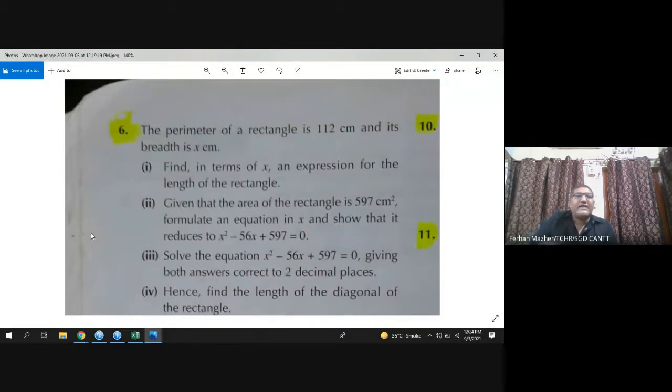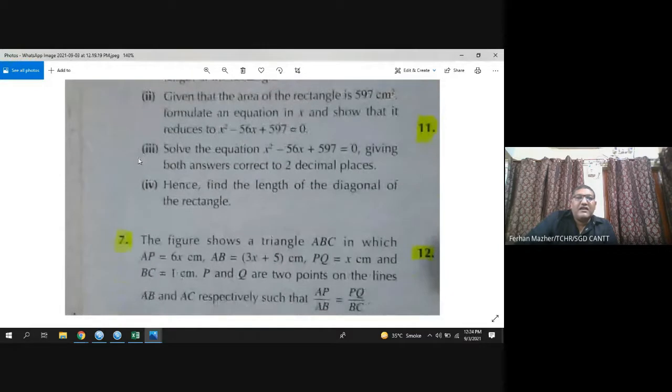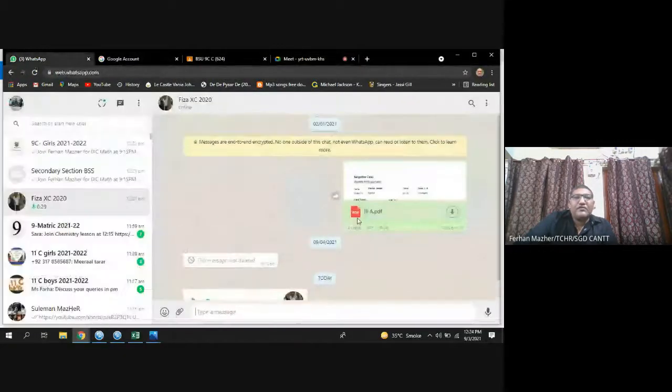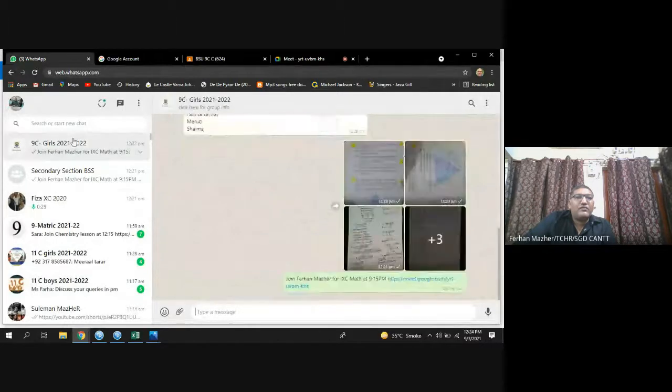Formulate an equation in x and show that it reduces to x square minus 56x plus 597 equals 0. Solve this equation, giving both answers correct to two decimal places, hence find the length of the diagonal of the rectangle. So let me show you how we will do this question.